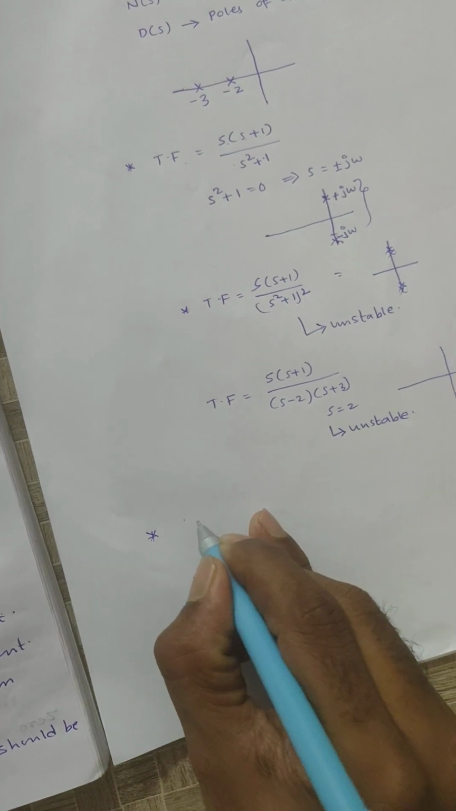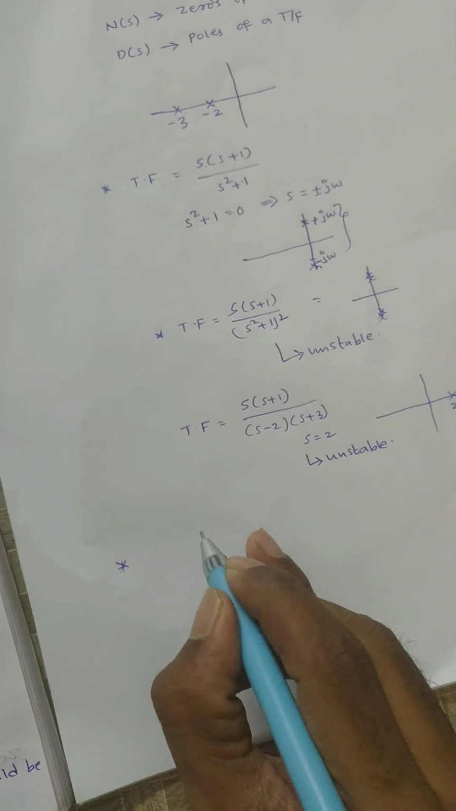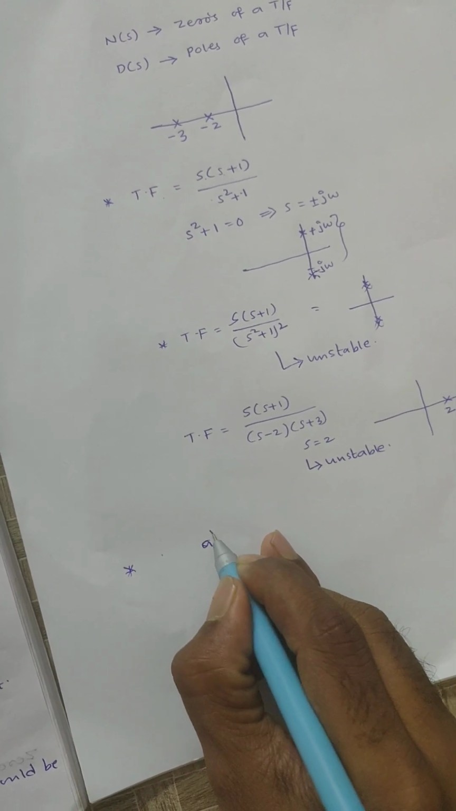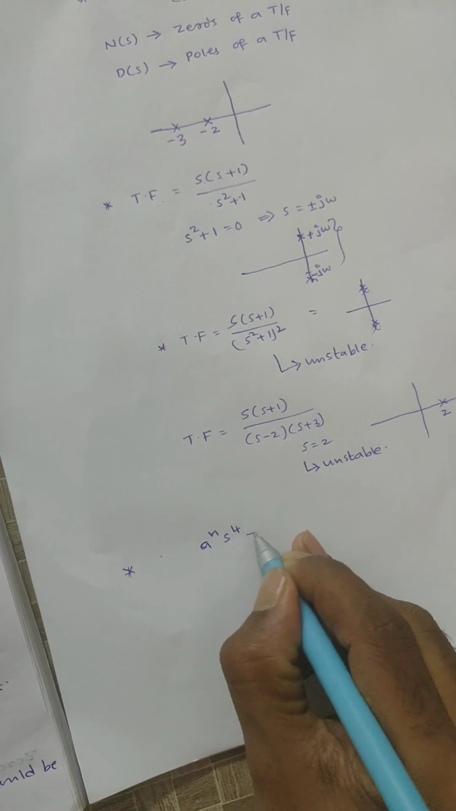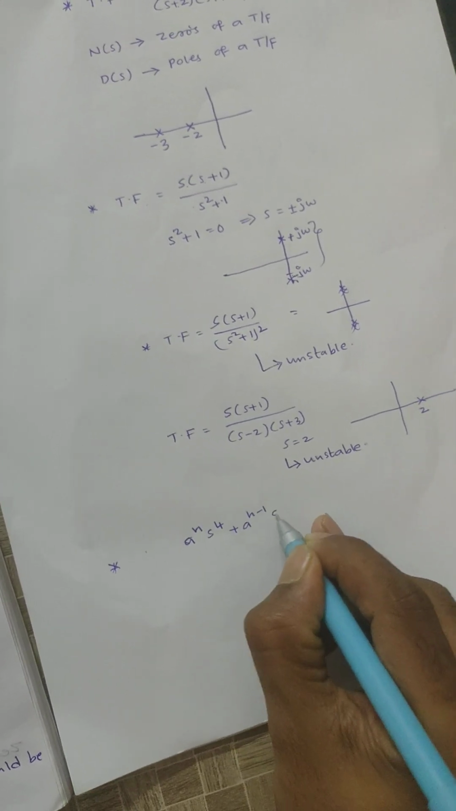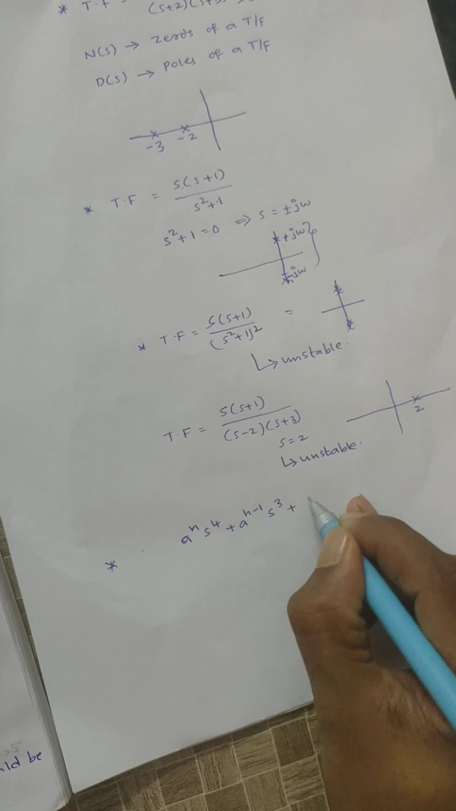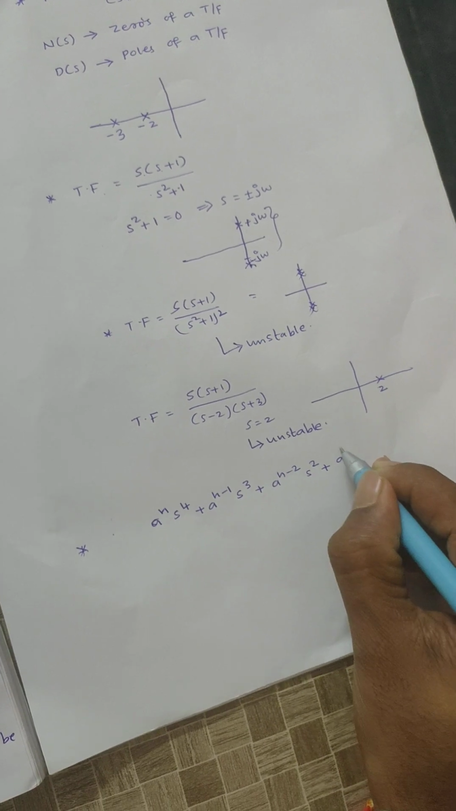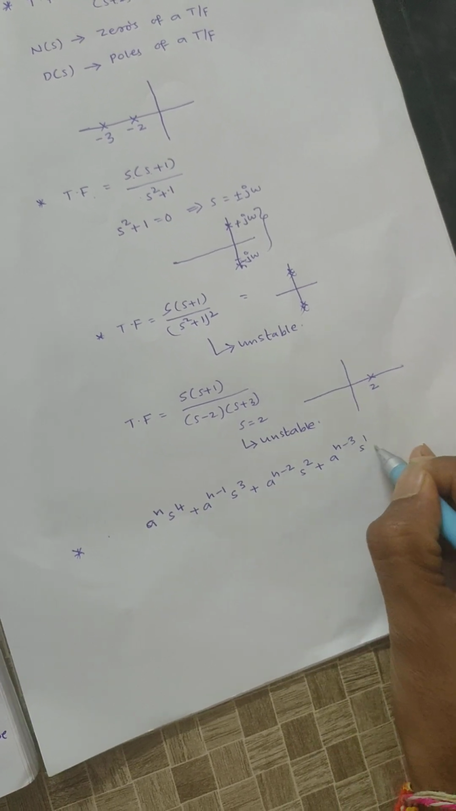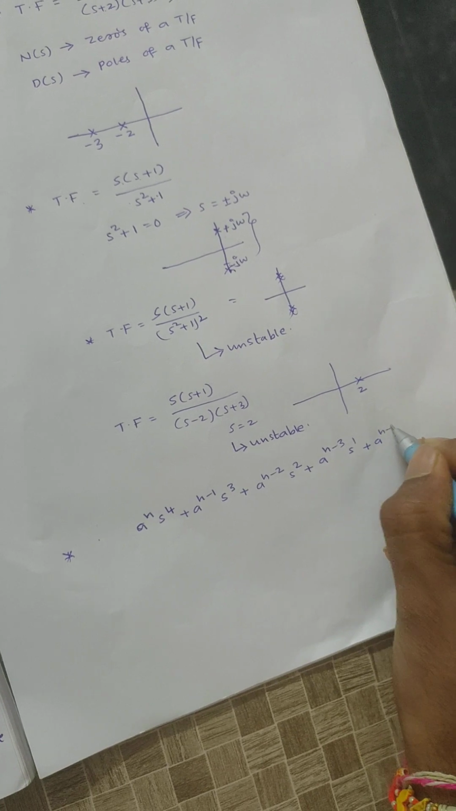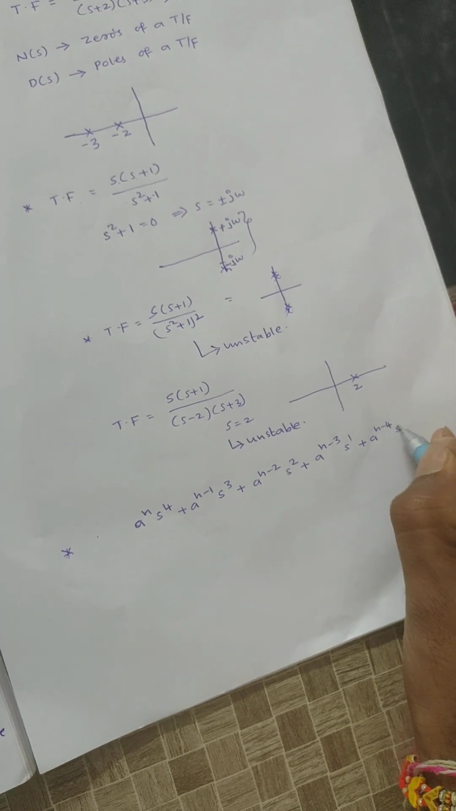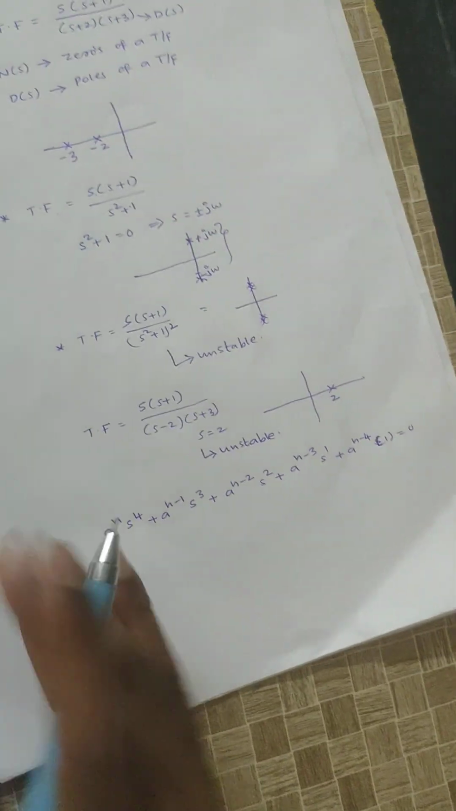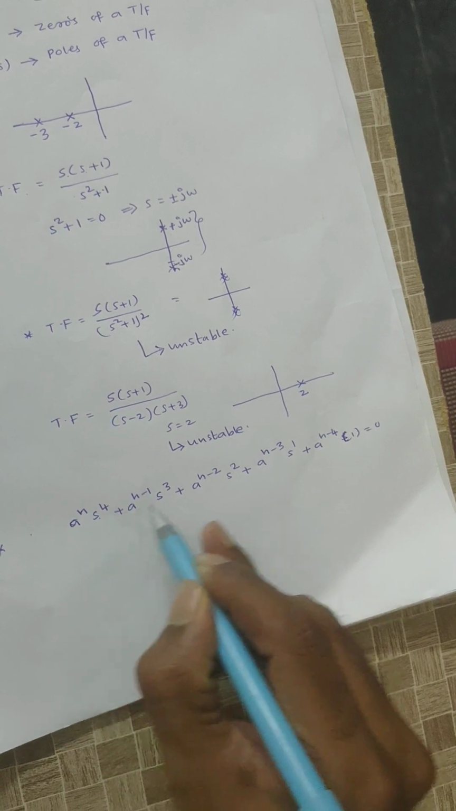Now see here all those points. Assume the characteristic equation, that is 1 plus G of S into H of S, equal to a_n into s power n plus a_(n-1) into s cube plus a_(n-2) into s square plus a_(n-3) into s power 1 plus a_0 or a_(n-4). The representation is our wish. S power 0 is nothing but 1, right? This is equal to 0. To find out the stability, all coefficients should be present.